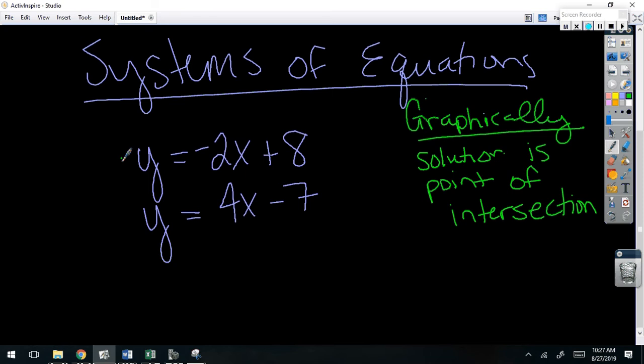Let's graph these two, and I'm going to put some graph paper on here, and I'm going to use a straight edge just so you see graphically what it looks like.